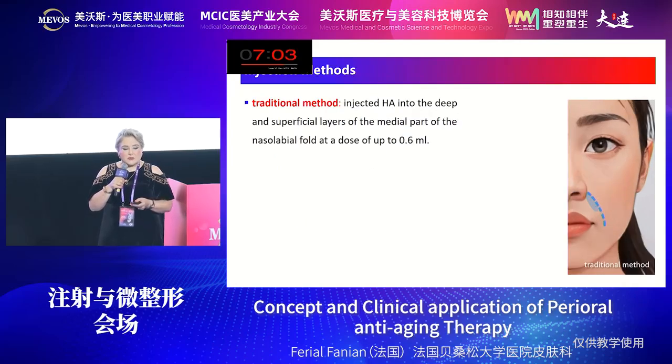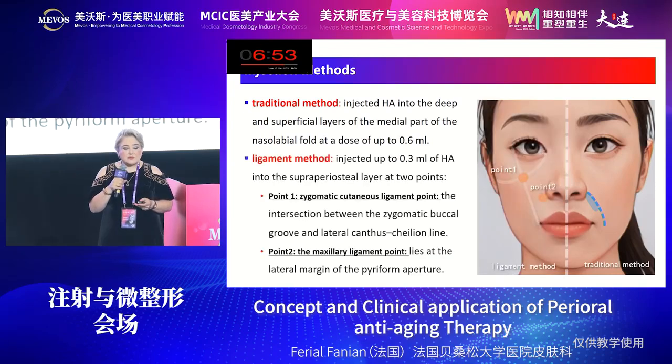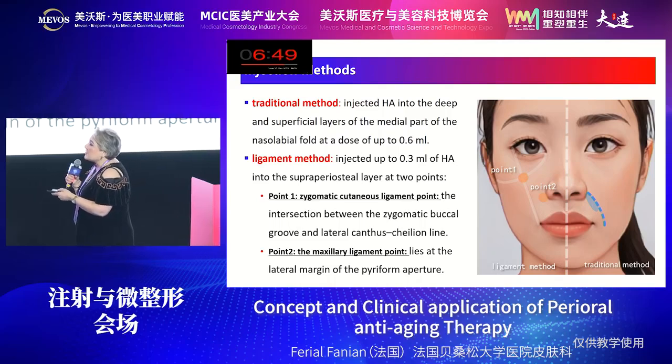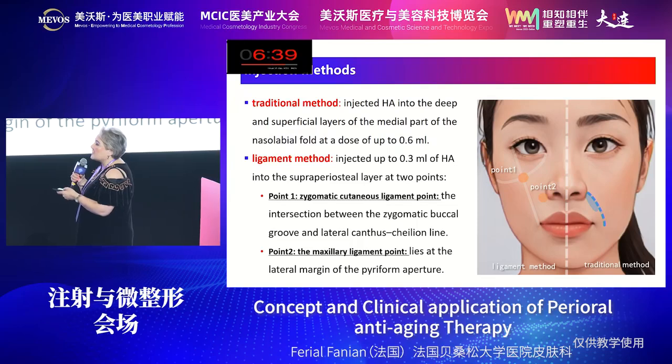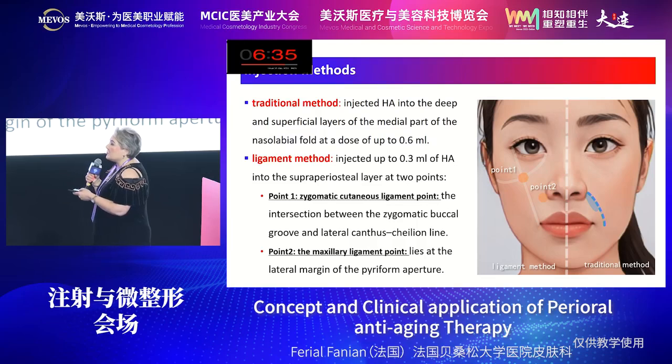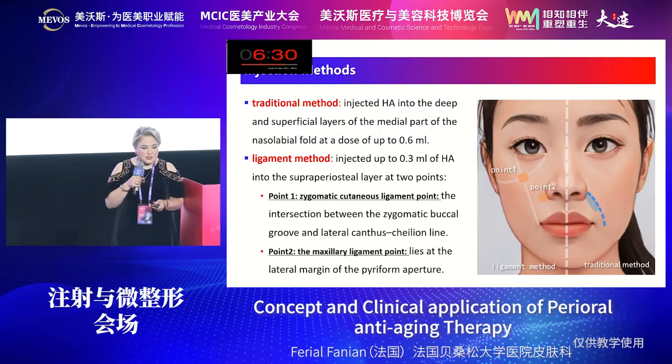The traditional method is the injection of the HA into the deep and superficial layer of the medial part of the nasolabial fold at a dose of 0.6. And for the ligament method, it was 2 points. Point 1, the zygomatic cutaneous ligament point here, was the insertion between the zygomatic buccal groove and the lateral canthus to the chelion line. And point 2 was the maxillary ligament point here. Each of them contained 0.3 ml of the injection.